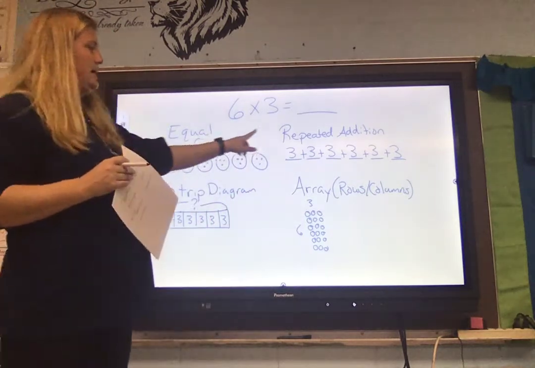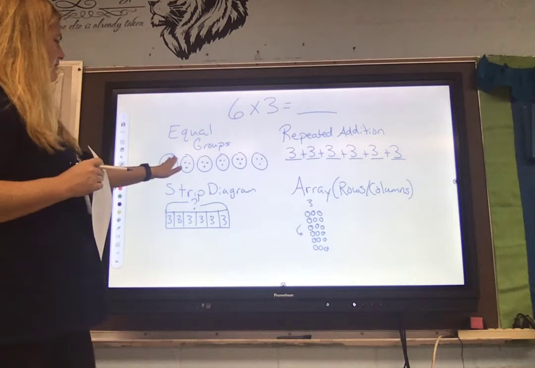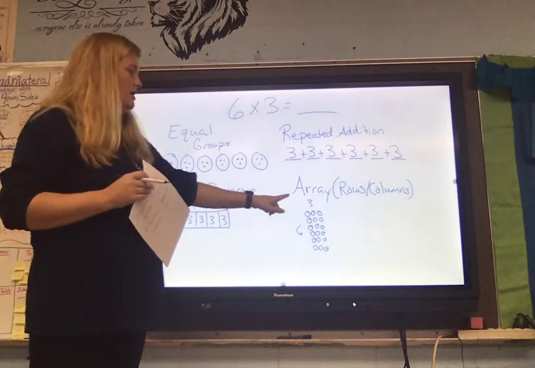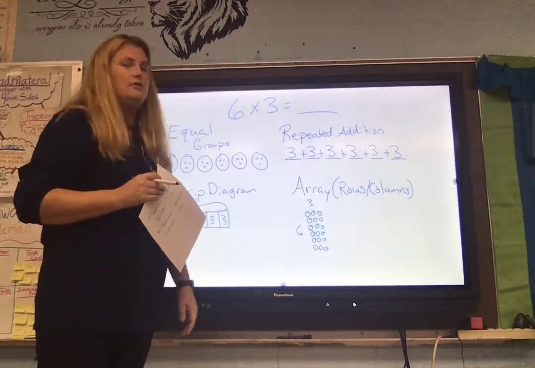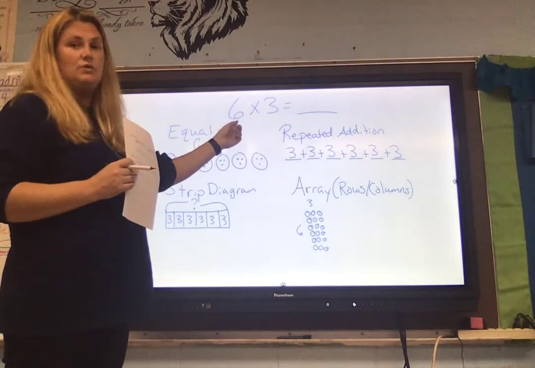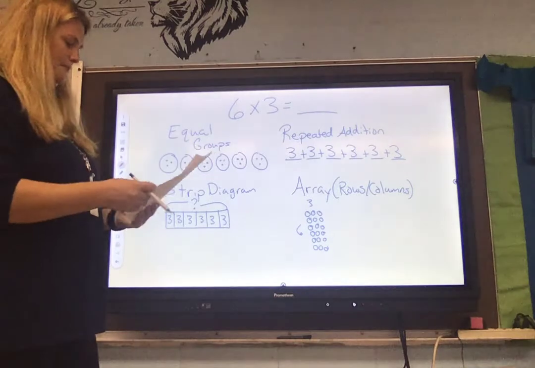You should get the same answer no matter which strategy you pick, whether you're counting dots in your equal groups, adding your 3's, or counting the circles in an array. They should all give you the same answer, and that answer is what the answer of 6 times 3, or the product of 6 times 3, would be.